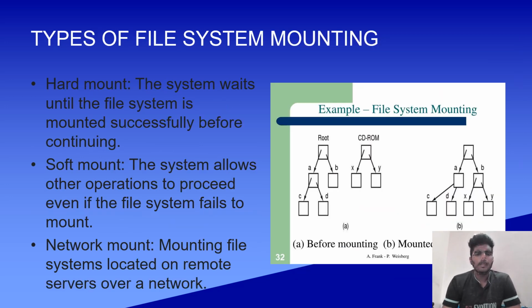Types of file system mounting: hard mount, soft mount, and network mount. In a hard mount, the system waits until the file system is mounted successfully before continuing. That is, it will not proceed until the file system is completely mounted. In a soft mount, the system allows other operations to proceed even if the file system fails to mount. So even if the file system fails to mount, the system allows the operations to proceed and works as usual, irrespective of whether the file system failed or worked. Network mount means mounting file systems located on remote servers over a network.